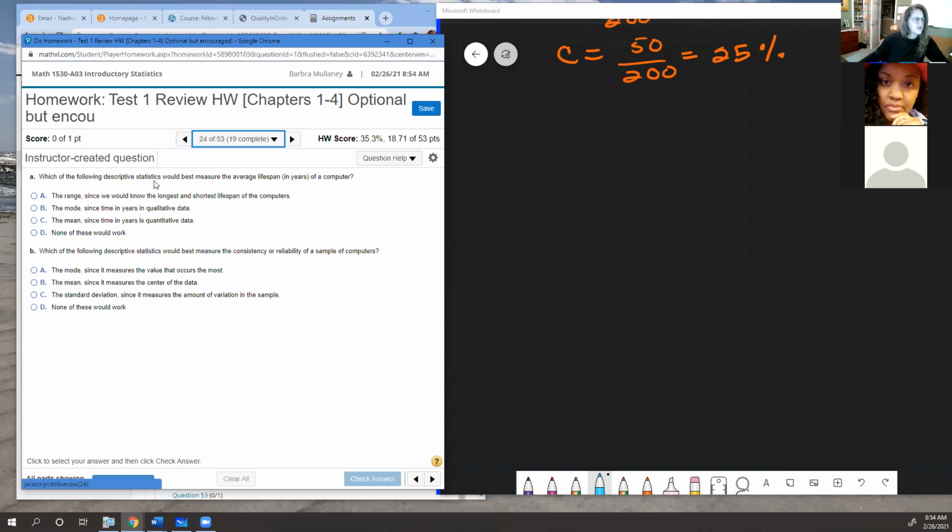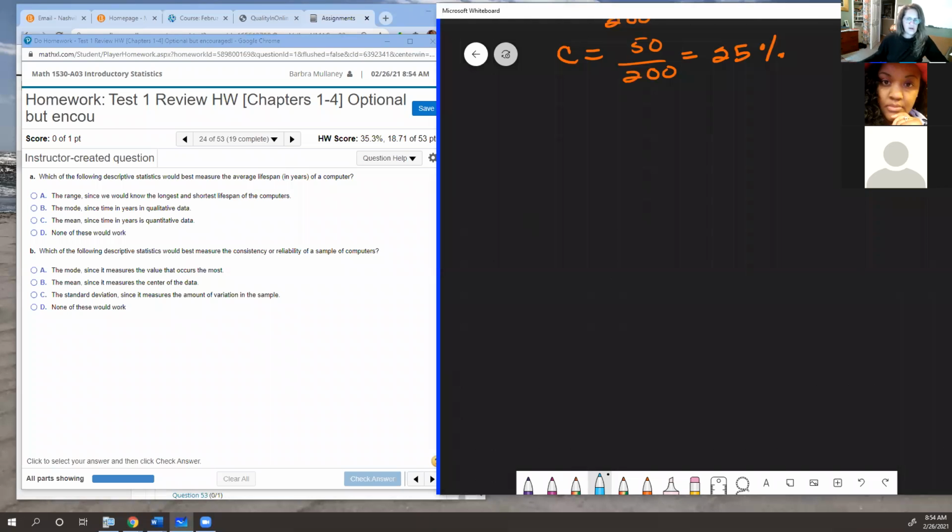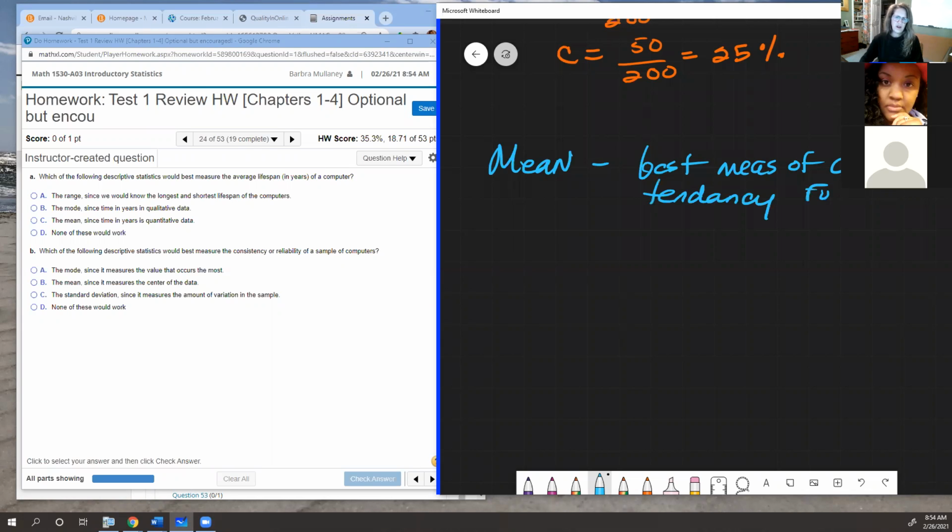Which of the following descriptive statistics would best measure the average lifespan in years of a computer? The mean. The mean is the best measure of central tendency for average, as long as there are no outliers. Outliers can skew that number, skew the mean, all right?